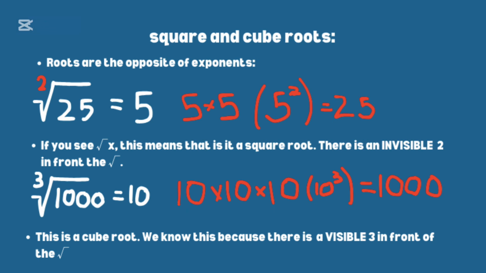Now let's talk about the most common root types, the square and cube roots. Roots are the opposite operation of exponents. So the first number we can see is called the square root of 25, and the sign on top of it is known as the radical sign.